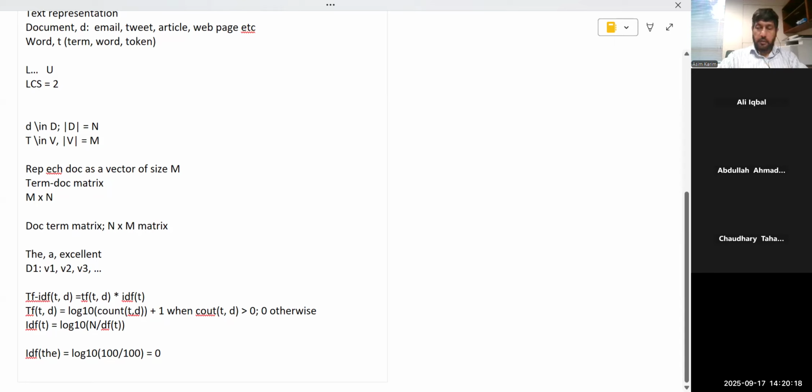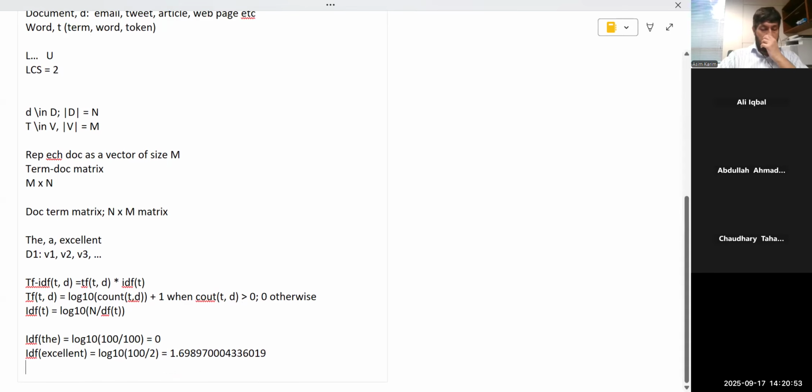So if a word occurs less frequently in the corpus, then that word would have a higher weightage. So let's say I compute IDF of excellent. So log 10, again, this is a hypothetical example. Let's say it only occurs in two documents. So 1.69. Okay? So this is going to be a large number, and then you multiply this with TF of a particular term of the particular document. Okay?